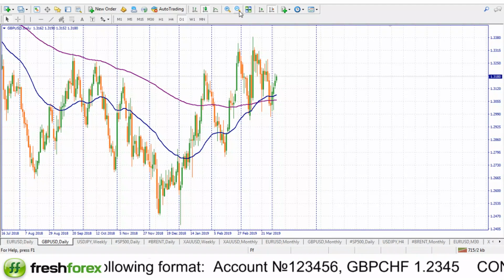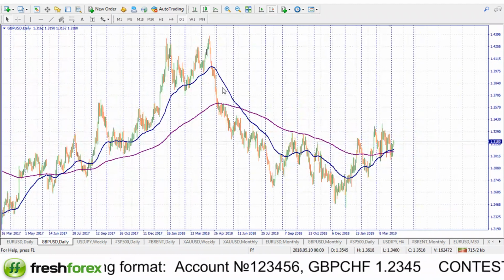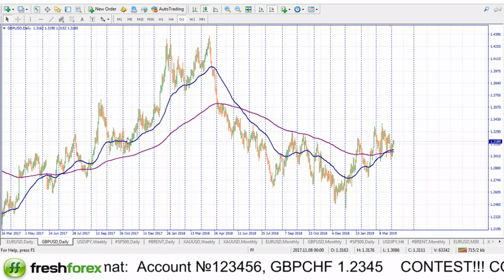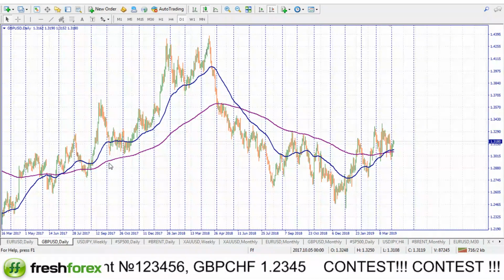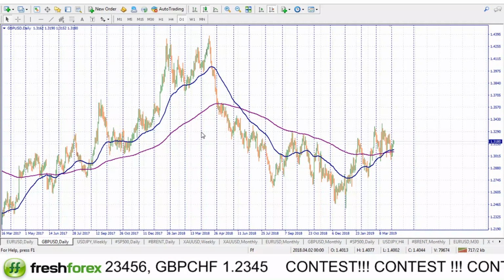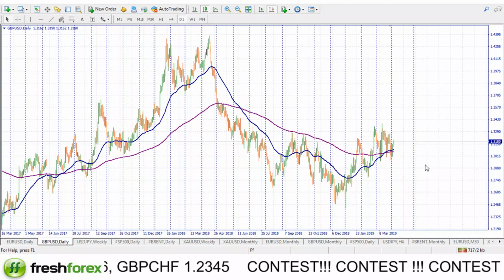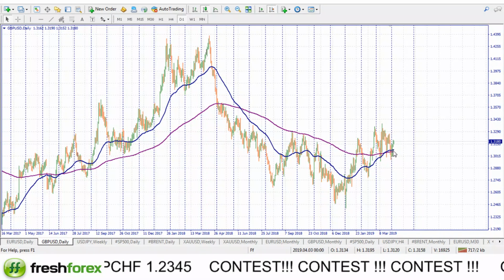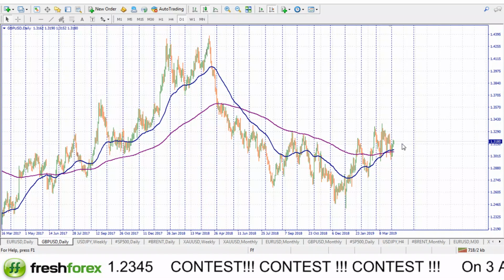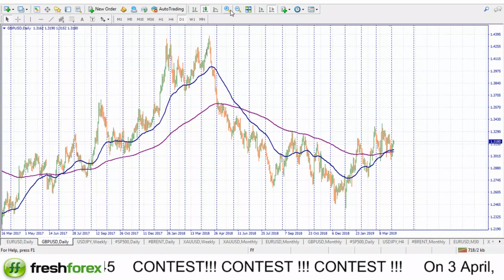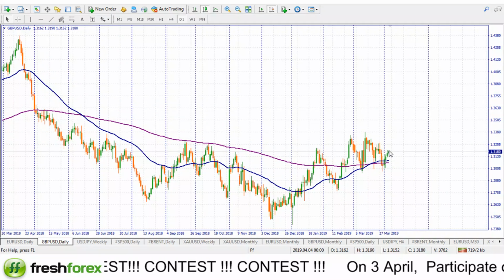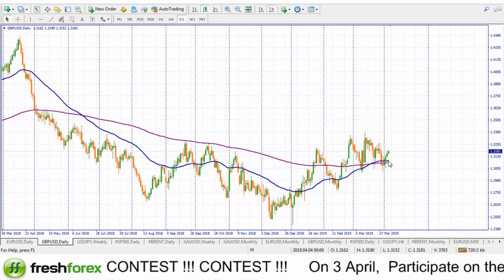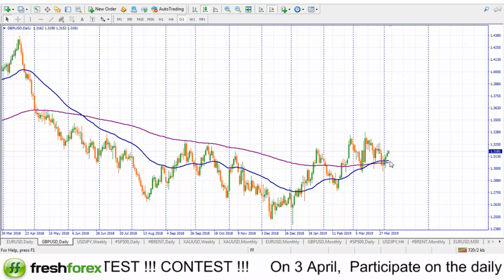So we now have a very clean chart, and as you can see, these are two moving averages. This is the slow moving average. It's actually a 52 period, and then this one is the 200 moving average. So as it is at the moment, the price is currently above the two moving averages. This is a possible sign that we are heading upwards.